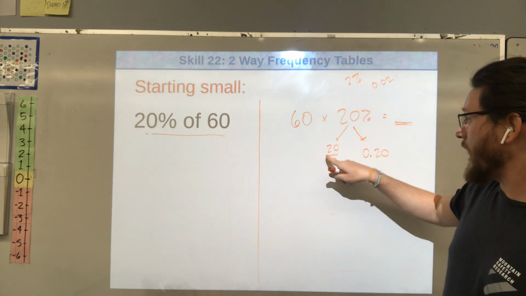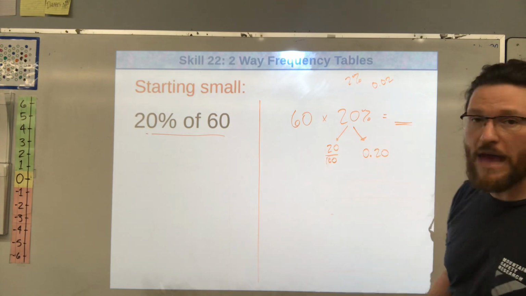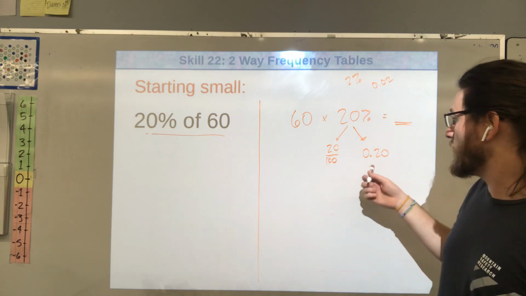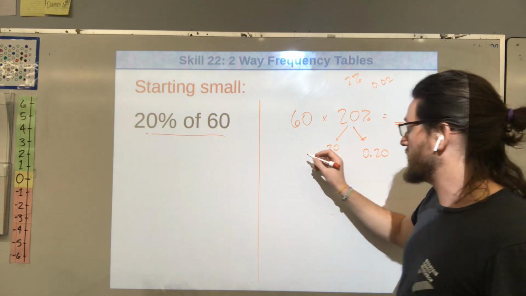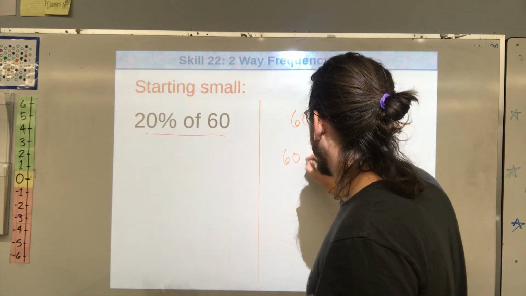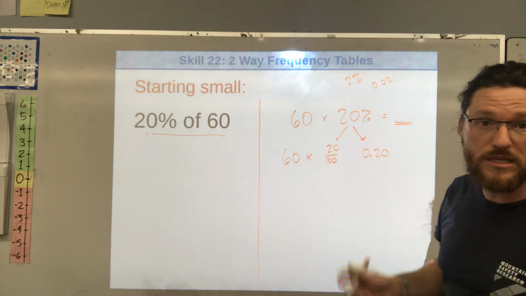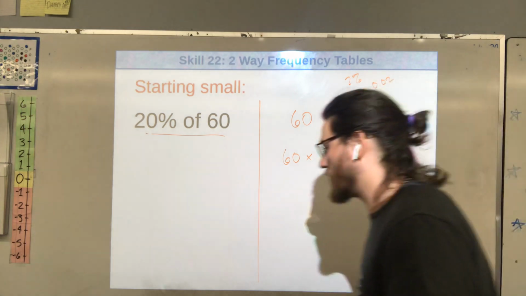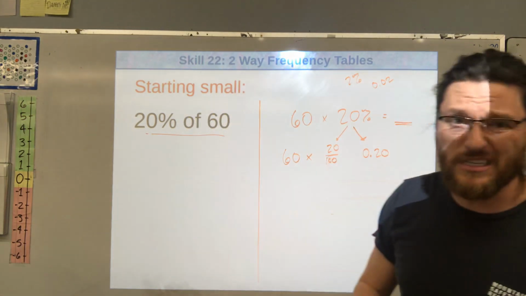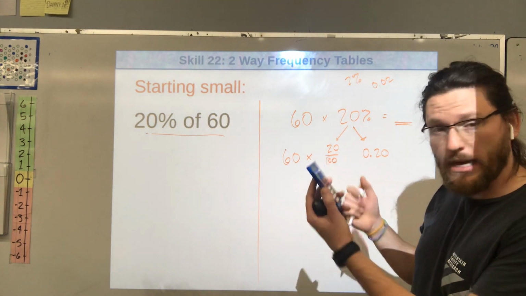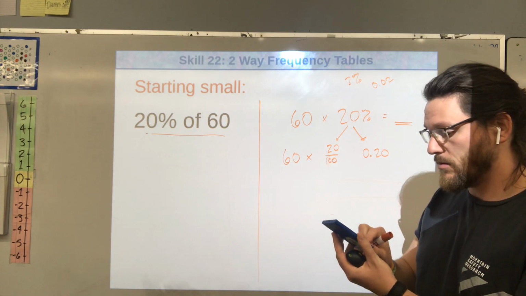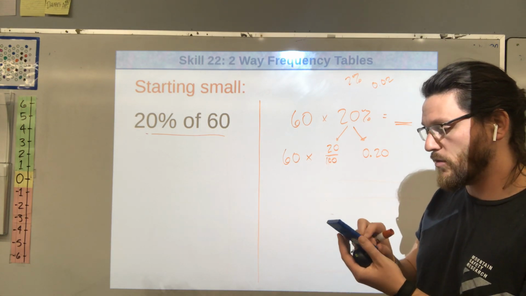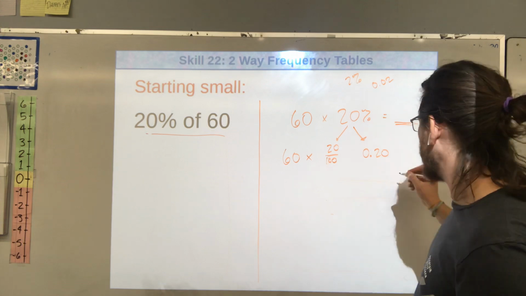Okay, once we have a fraction or a decimal, this math becomes pretty straightforward. To find 20%, we basically just take 60 and we multiply it by one of these values. It doesn't really matter which one. If I were you, I would use the decimal because I think it's faster. So if I grab out my calculator, I do 60 times 0.20, I'm gonna get 12.